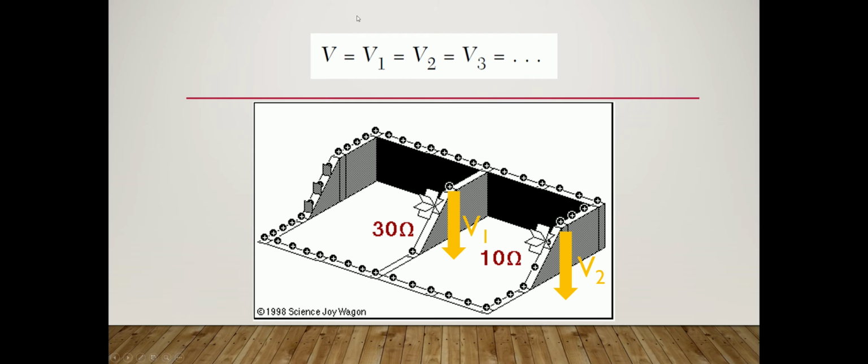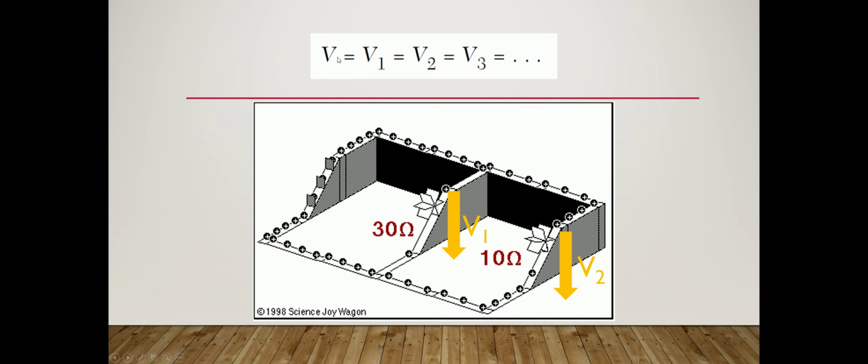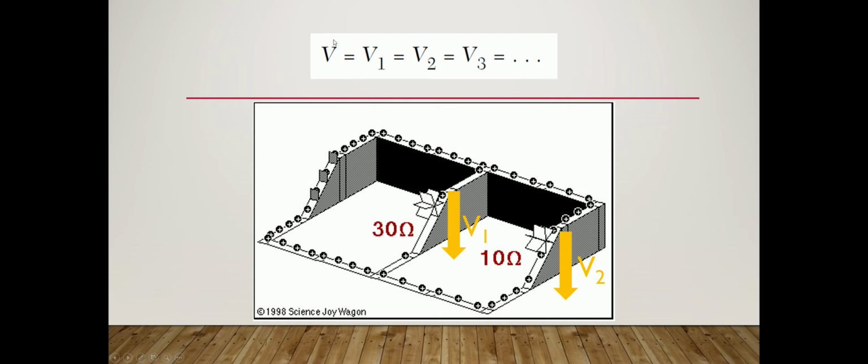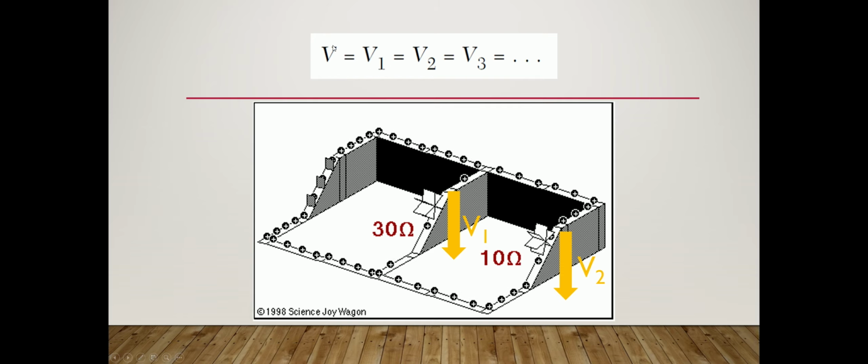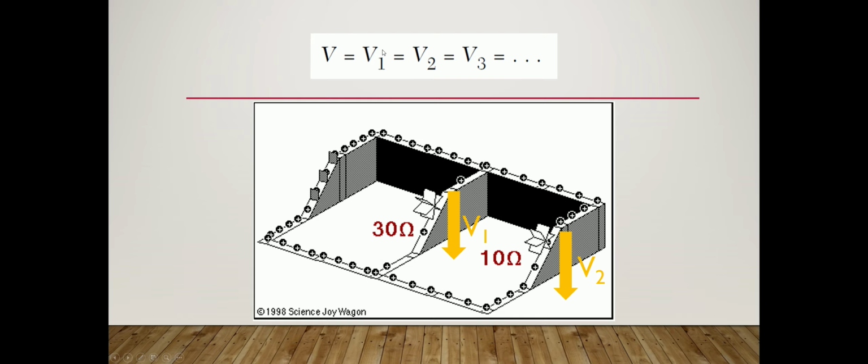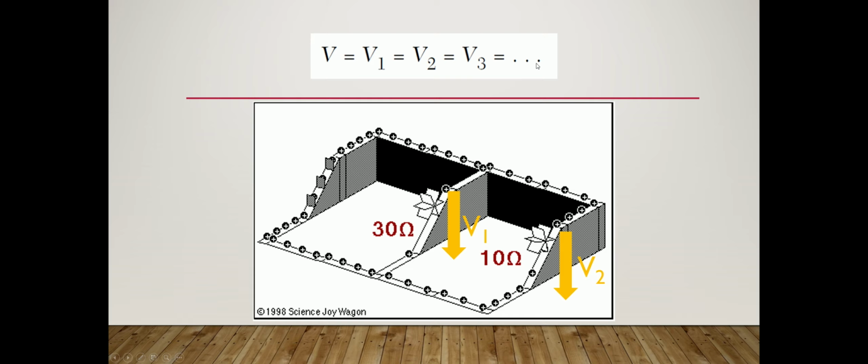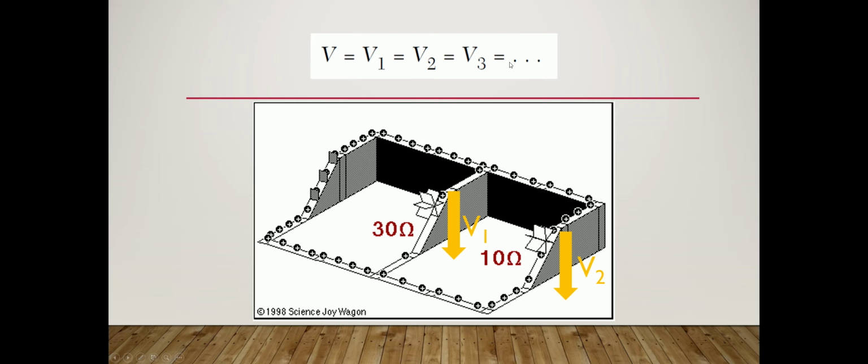Now let's explain this. What this formula is saying is that the total voltage, the voltage drop, the potential difference, is the same through each resistor. The voltage is the same for each resistor. The potential difference is the same for each resistor.